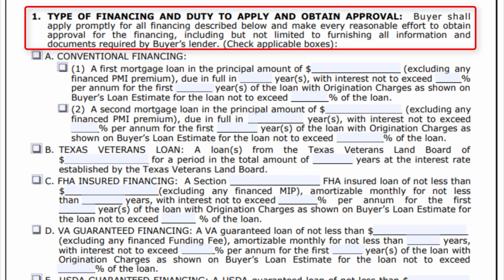So you can't just not work with the lender, not comply with what they need, and then say, oh, it wasn't approved, and back out of a contract. It doesn't work that way.